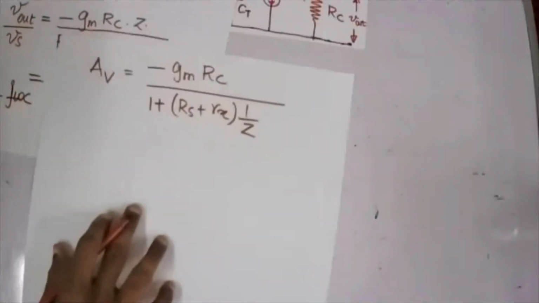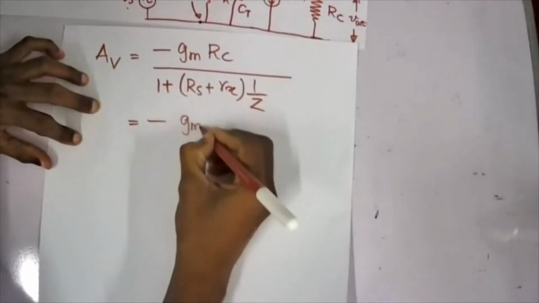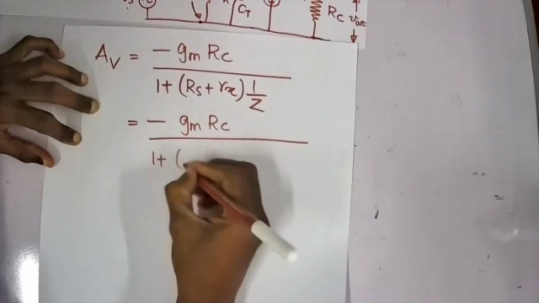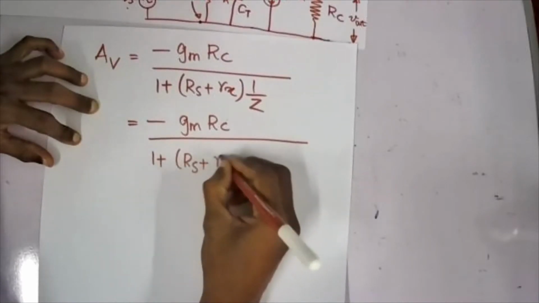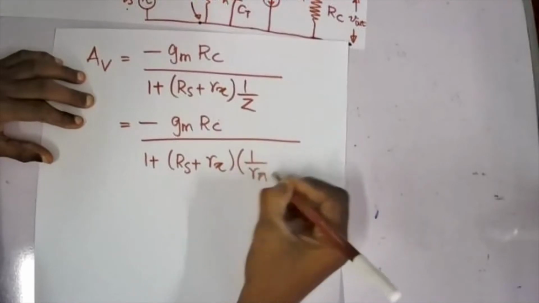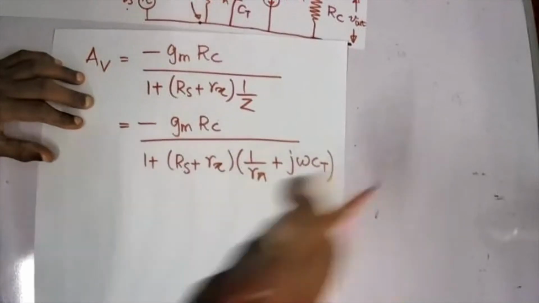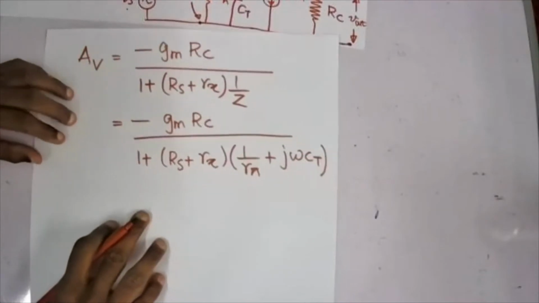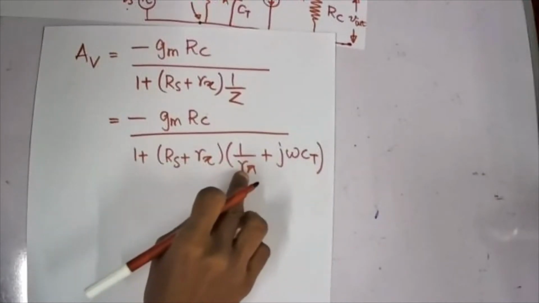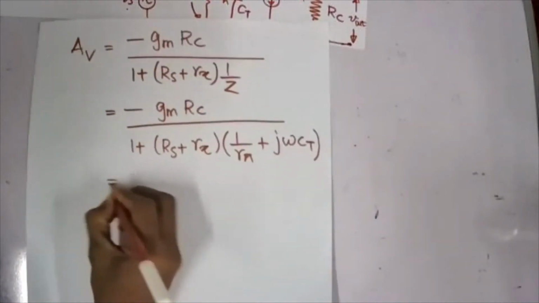So I can rewrite this as AV equals minus Gm into Rc divided by 1 plus Rs plus Rx into 1 over Z, which can be written as 1 over R pi plus j omega Ct. So I can simply separate this one into real and imaginary parts. Since we have the 1 over R pi component and the j omega Ct component, I can divide this into real and imaginary.